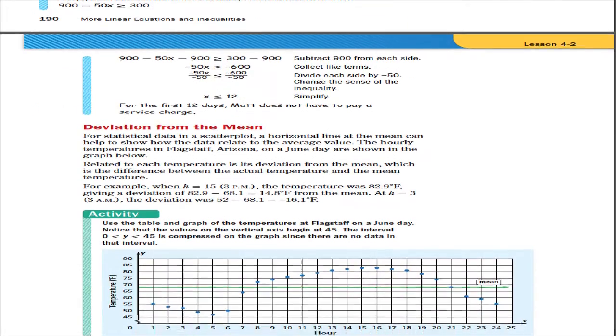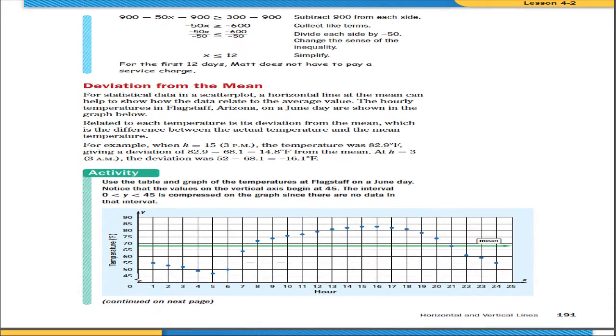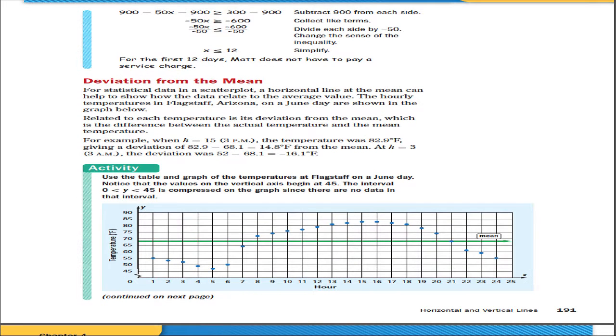We'll get to the deviation from the mean. There's an activity involved, and so I will walk you through that. This is making use of the idea of a horizontal line where y is always the same value, which is the mean of a data set, and comparing the data to that mean is one use of a horizontal line.